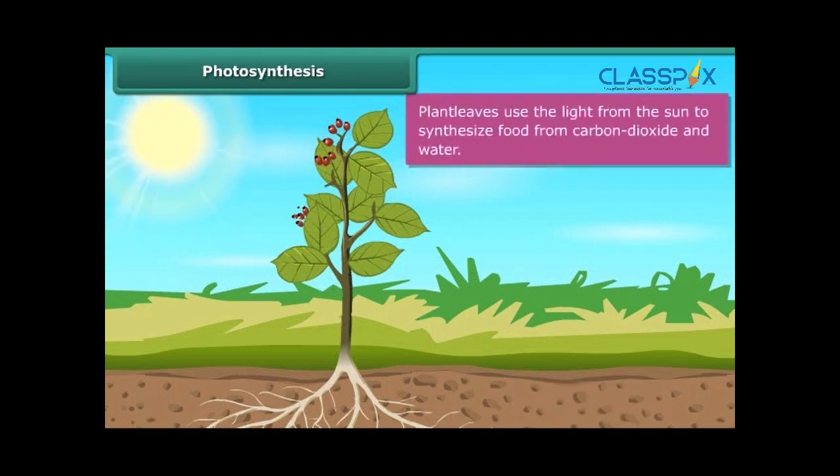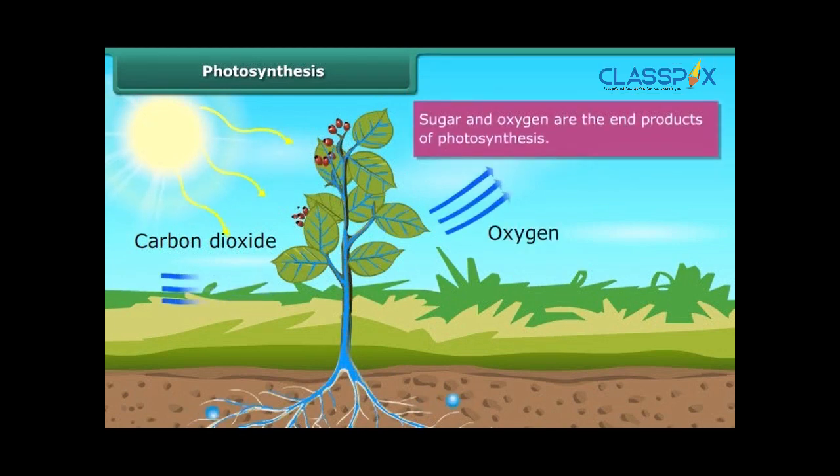In this process, plant leaves use the light from the sun to synthesize food from carbon dioxide and water. Sugar and oxygen are the end products of photosynthesis.